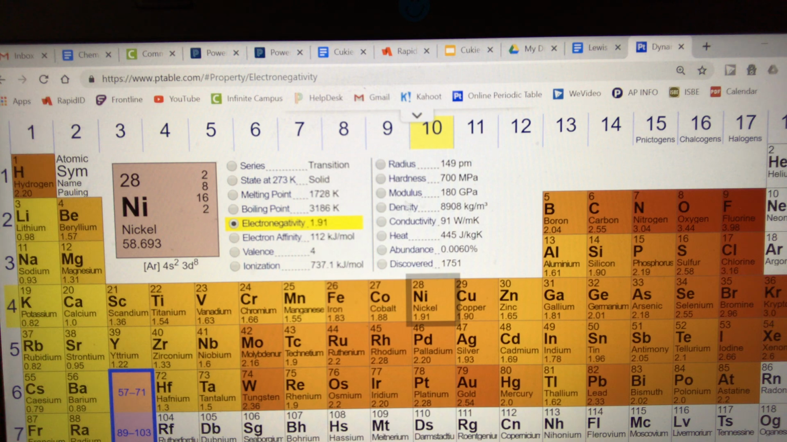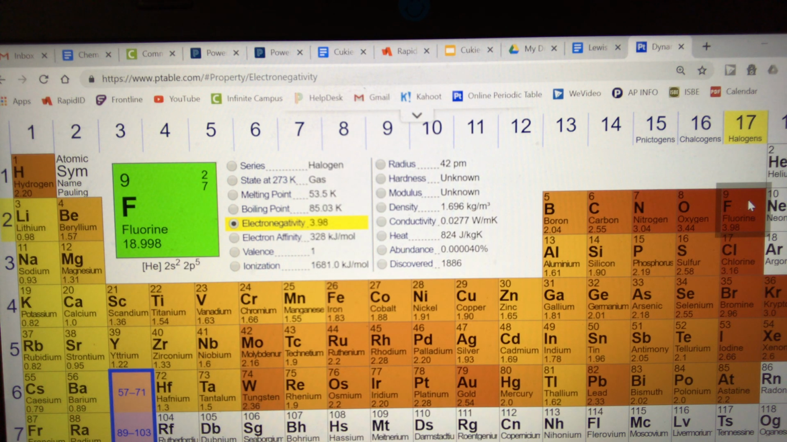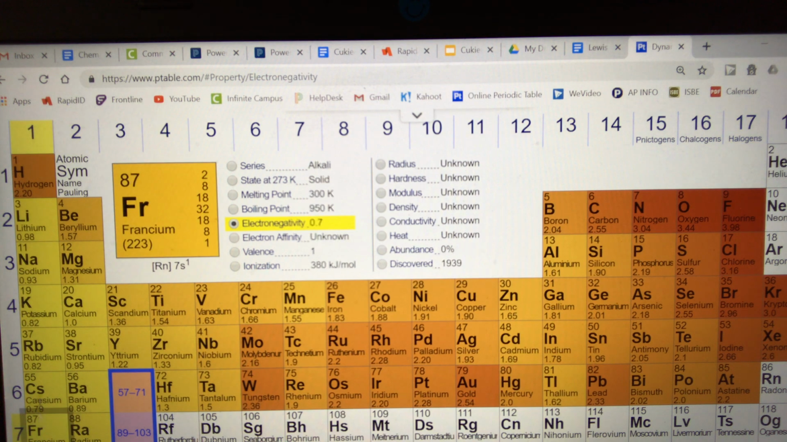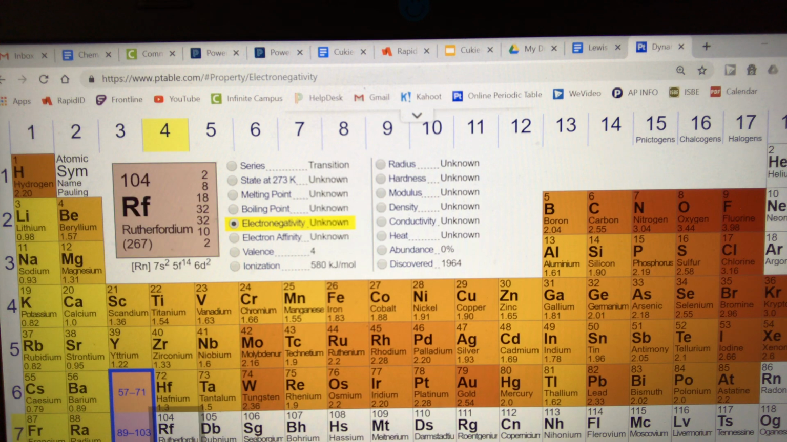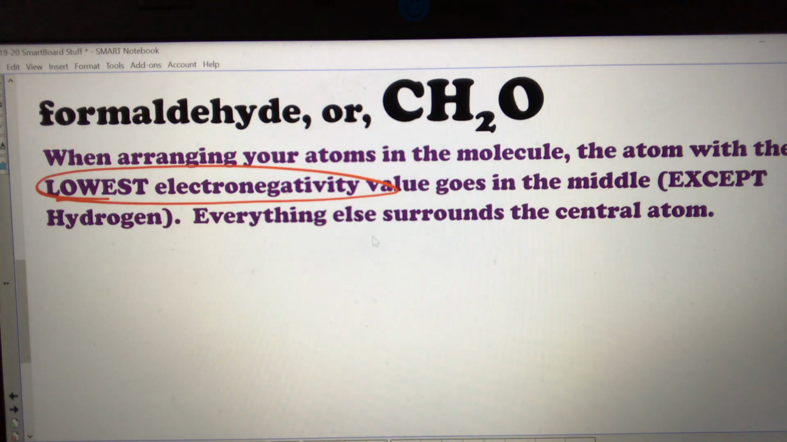What I tend to use is my online periodic table, just to see what the rough values are. We learned that the biggest ones are towards the top right, like fluorine's the largest, and the smallest are the bottom left, like francium and cesium. So the lowest electronegativity atom goes in the middle, except for hydrogen. Hydrogen can only bond one time, so it can't be in the middle of our molecule and bond multiple times.